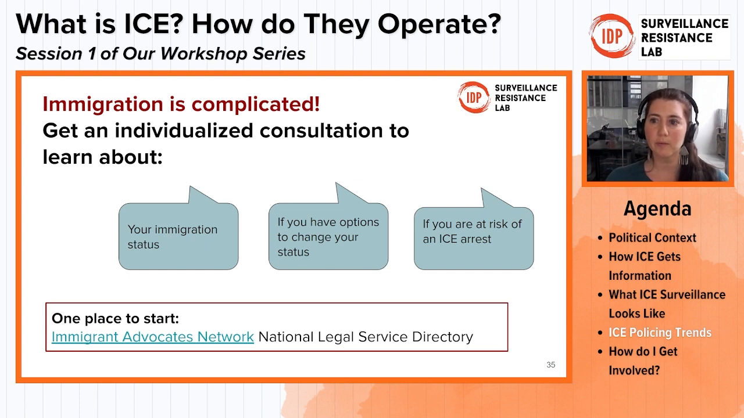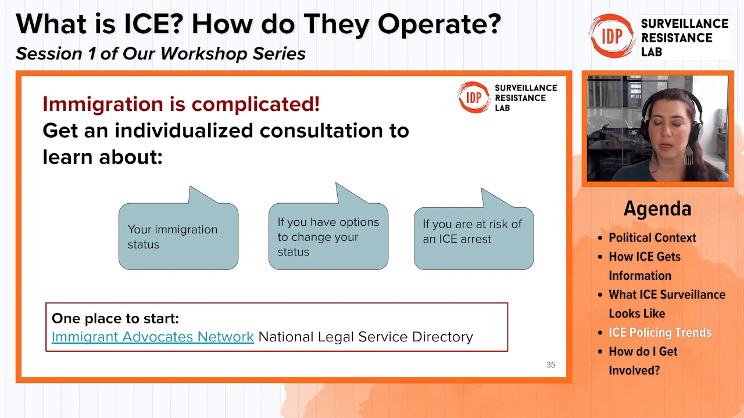And so we really wanted, before we talk about ways that people can get involved more concretely on some of the surveillance things happening that Ali mentioned, to acknowledge that immigration status can be really complicated. For some people, it's very clear. For many people, it's not. And a lot of people have a lot of questions about how this information could impact them, their loved ones, or community members. What we would encourage is for people to get an individualized consultation to learn about their immigration status, if there are options to change their status, and if they could be at risk of an ICE arrest.